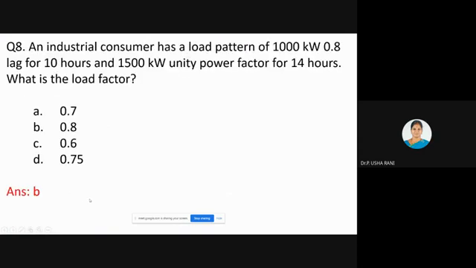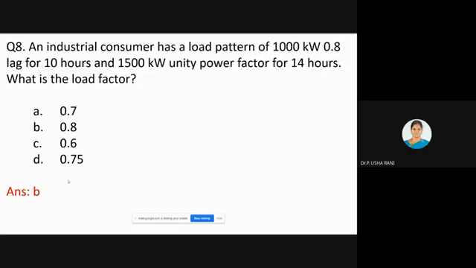For the same model, when the power factor is given, how can you calculate? An industrial consumer has a load pattern of 1000 kilowatt at 0.8 power factor lagging for 10 hours and 1500 kilowatt unity power factor for 14 hours. What is the load factor value? They are given four options. Option B is the correct one, 0.8.